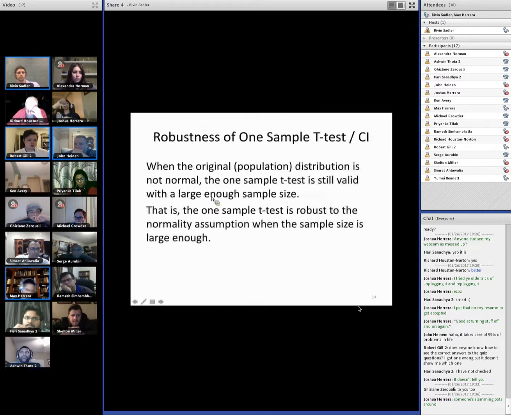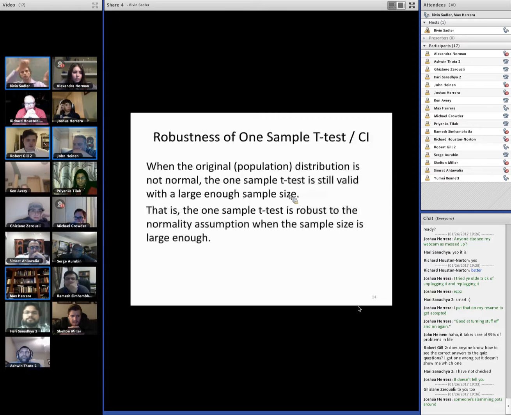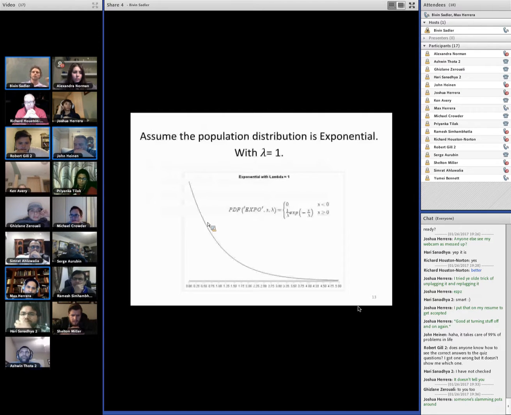When the original population distribution is not normal, which is breaking the assumptions, the one sample t-test is still valid, meaning it's robust, with large enough sample size because of the central limit theorem. I don't care what the x's distribution is, as long as the x bar distribution is normally distributed, because that's how I'm forming my t statistic and my p-value. That is, the one sample t-test is robust to non-normality when the sample size is large enough. Why does it have to be large enough? Because of the central limit theorem.